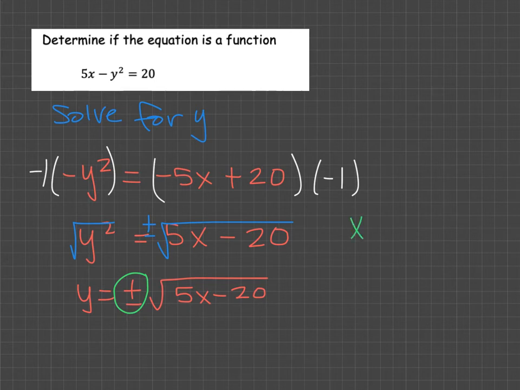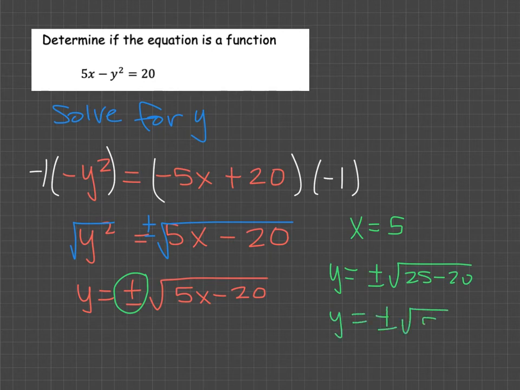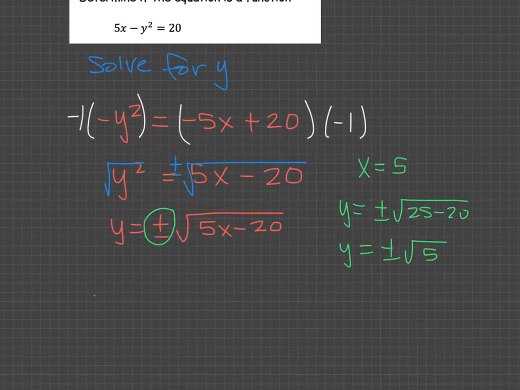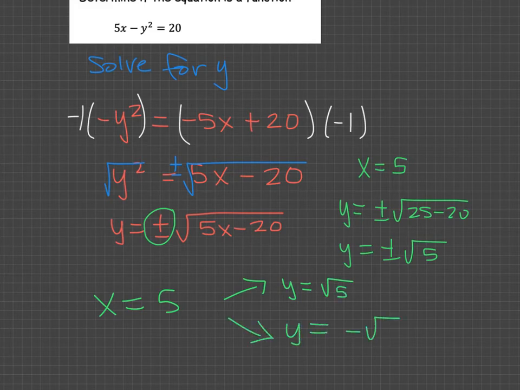Let's say we have x equal to 5. So if we plug in that 5, we're going to get y equals plus or minus the square root of 5 times 5, which is 25, minus 20. So we get y equals plus or minus the square root of 5. All right, well that's two answers. That's two values of y. We have x equals one value of 5, and it goes to y equal to positive square root 5, and it goes to y equals negative square root 5.